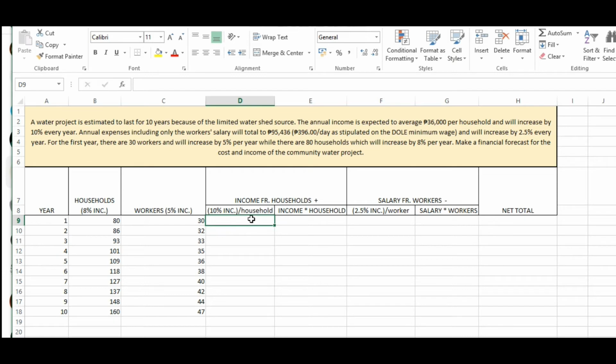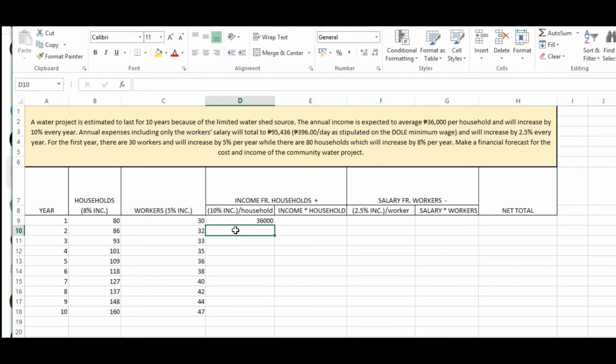So for the first year, ang average, this one is estimated only. So we have 36,000 per household every year. So the bill of water is every month, due every month. So maybe that bill is 3,000 for each month. So we have 36,000. So we'll input 36,000 here.